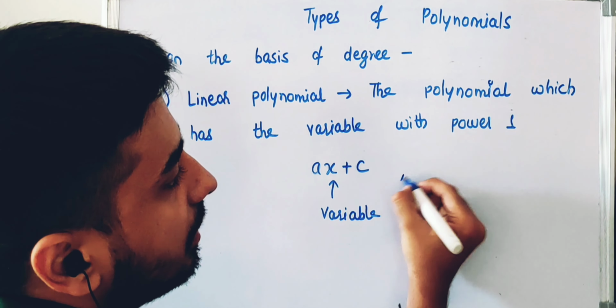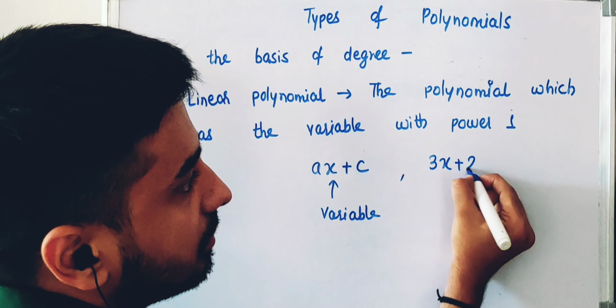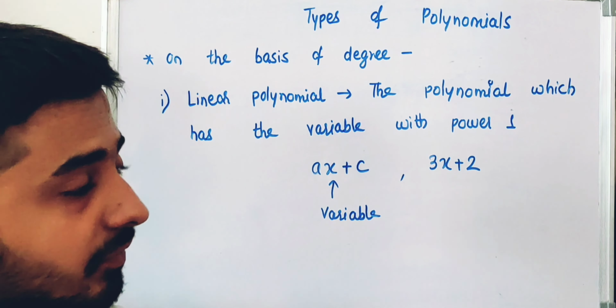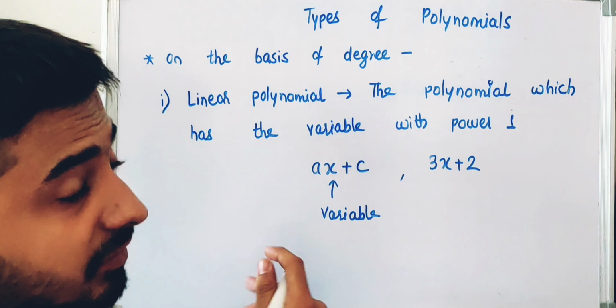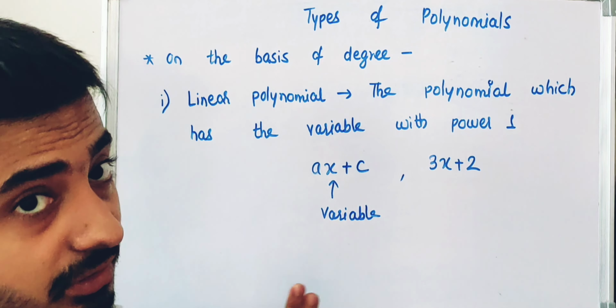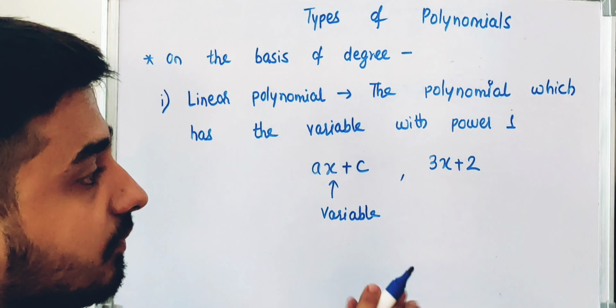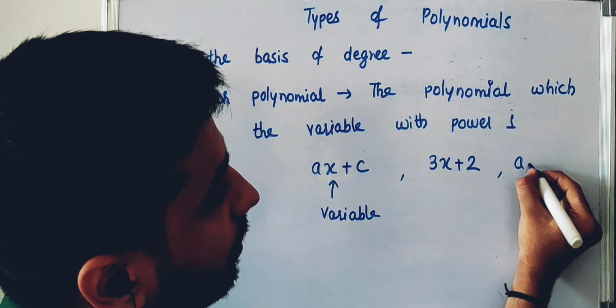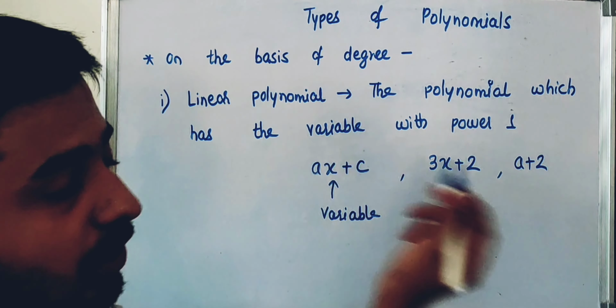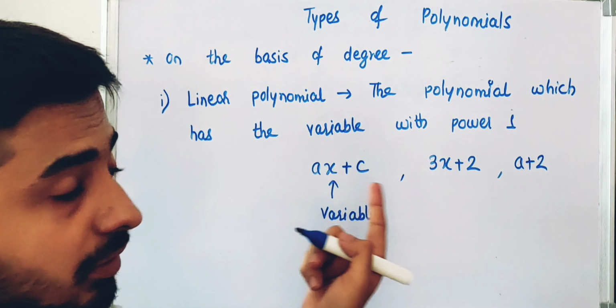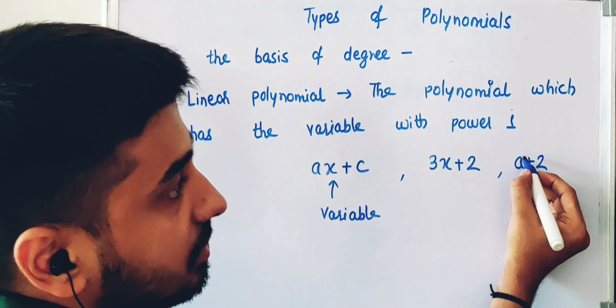Another example, 3x plus 2. Linear, the power is 1. We can take another variable too. What are variables? The alphabets from A to Z. You can take any of the alphabets, for example, a plus 2. This is a polynomial, not an equation, therefore we are not equating to 0. Clear? So this is a linear polynomial.